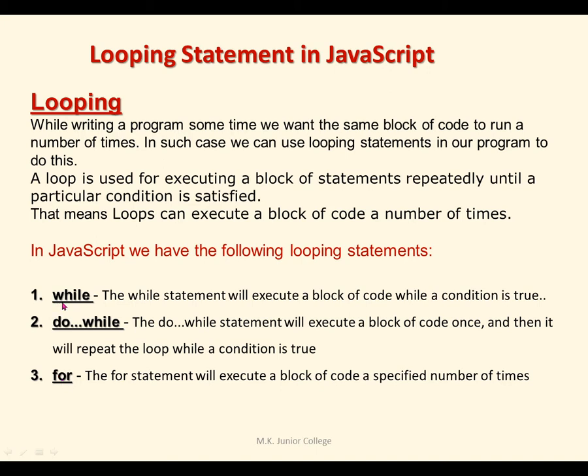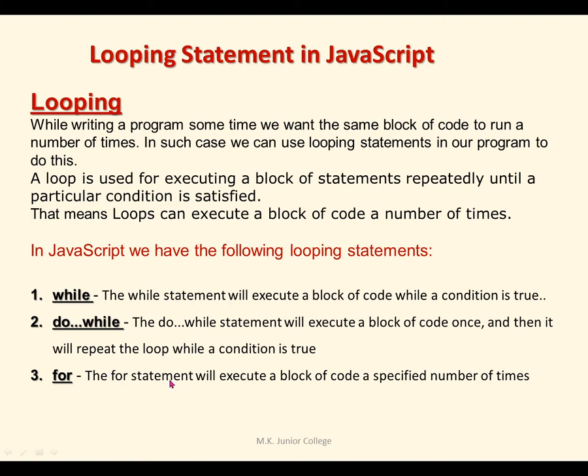First of all, what is while? The while statement will execute a block of code while a condition is true. As long as the condition is true, the while loop will execute your block of statements. Next is do while. The do while statement will execute a block of code once and then it will repeat the loop while a condition is true. There is a minor difference technically between while and do while, but the purpose is the same: to create a loop or to execute a block of statements a number of times till the condition is true.